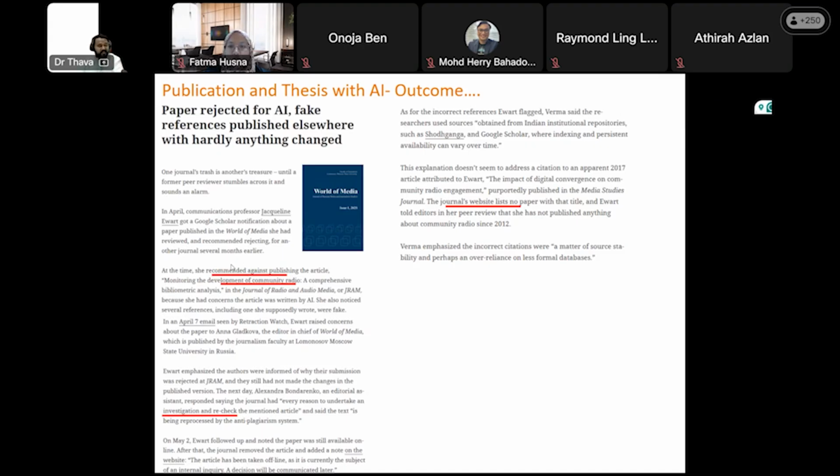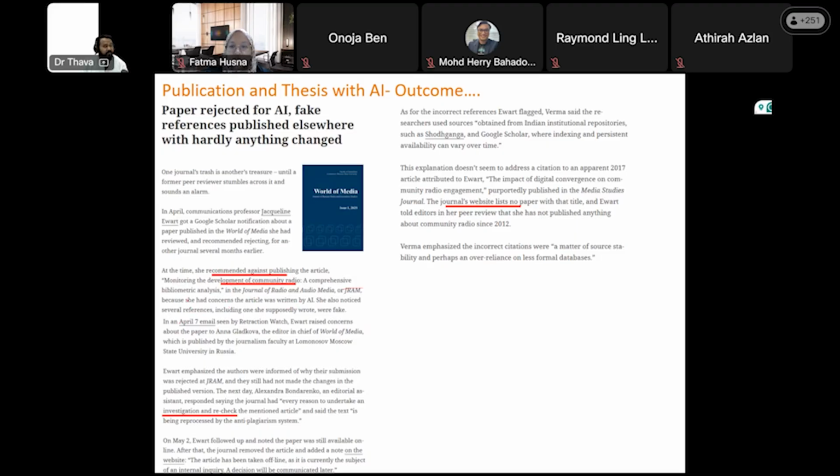Read this news, this one right here. Paper rejected for AI, fake references, published elsewhere with hardly anything changed. This particular paper was first submitted to the Journal of Radio and Audio Media. This is the title of the paper, even the title is already public: Monitoring the development of community radio: a comprehensive bibliometric analysis.